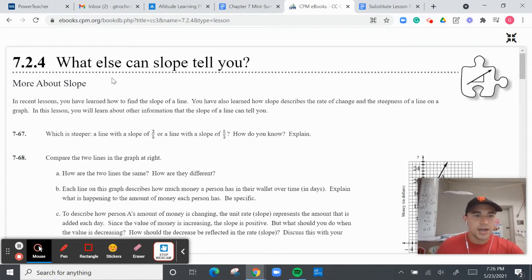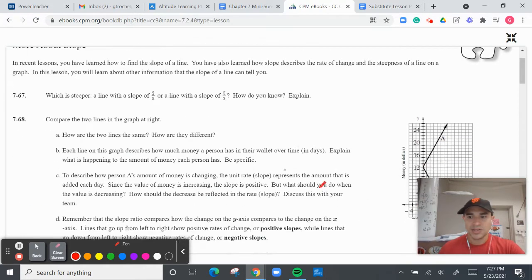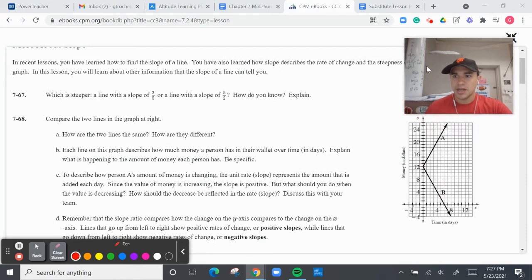All right, more about slope. So we've talked about slope before. We've talked about lines. We've talked about what it means. What does it tell you? It is the growth. It's the rate. It tells us how it's changing over time, things like that. So we want to get started on more in-depth slope stuff. So we have 7-67, 7-68, 7-69. Let's go ahead and take a look at what we got here.